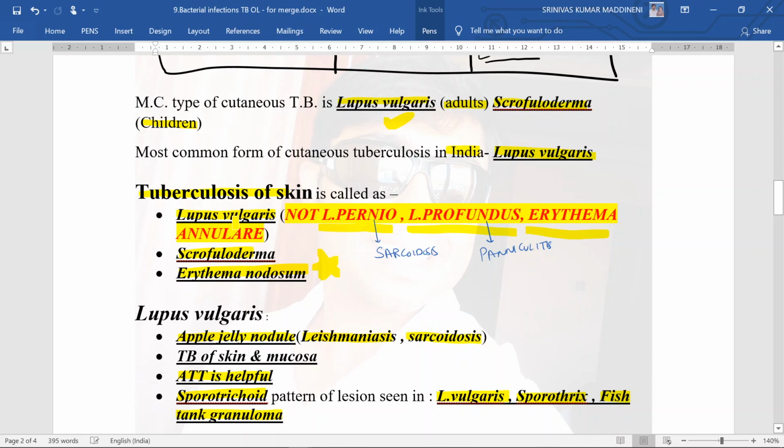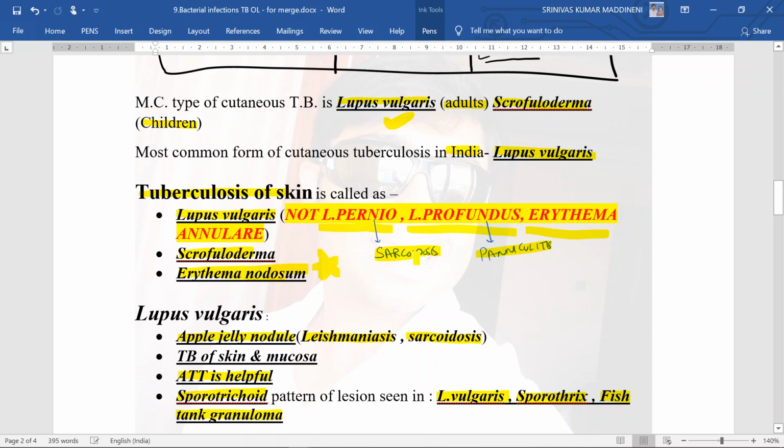Tuberculosis of skin, as I already told, these are all the ones. But remember, lupus pernio is because of sarcoidosis. Lupus profundus is a type of panniculitis. Remember, erythema annulare centrifugum is not a type of tuberculosis. If the option has any of these, then you should mark these as the answers for an all-except question.